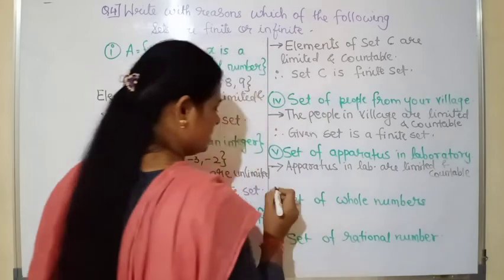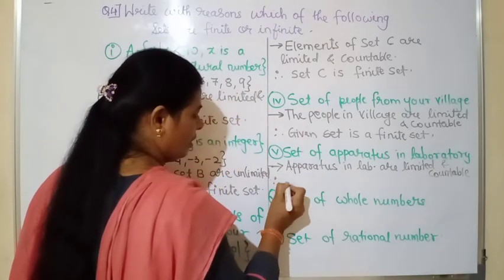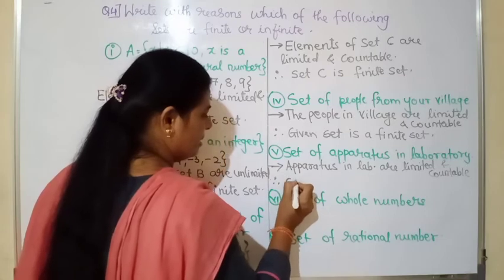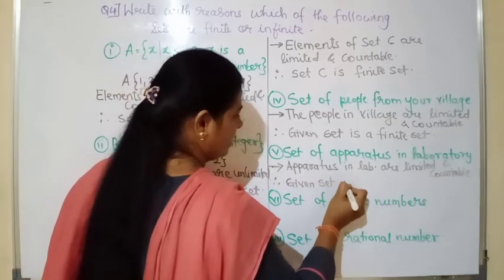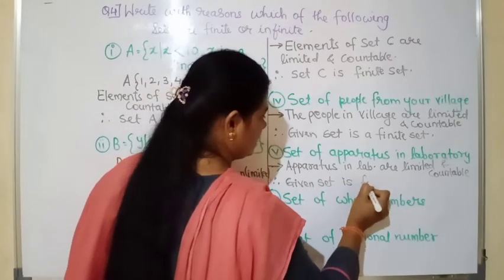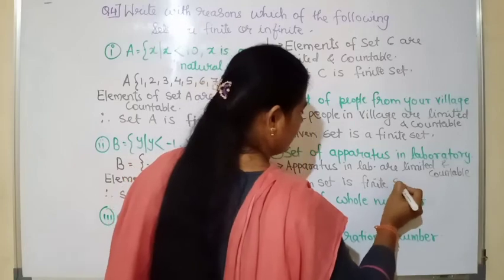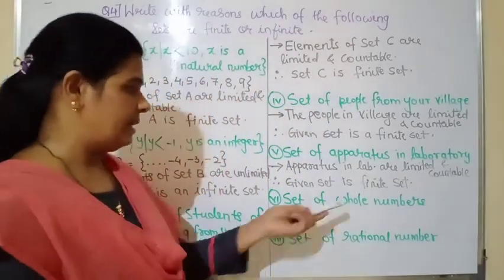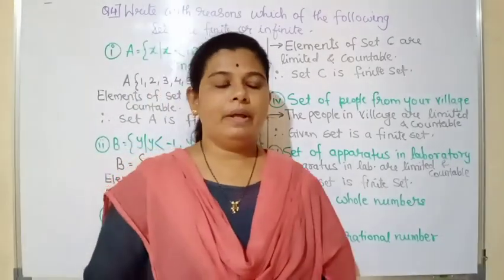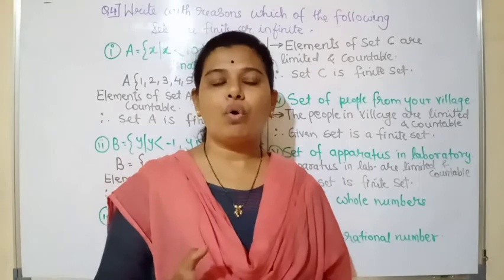Okay, so what is the given set now? Therefore the given set is limited, or it is a finite set, because we have to write whether a set is finite or infinite. So the given set is a finite set. Next, the sixth one is given, that is the set of whole numbers.